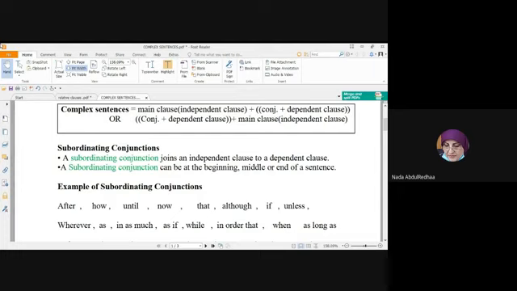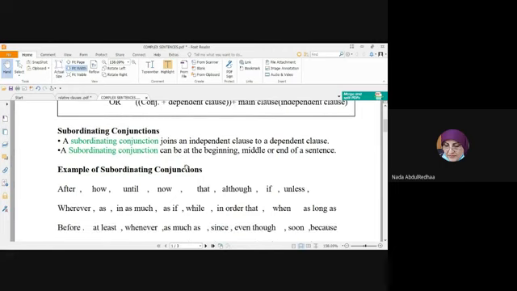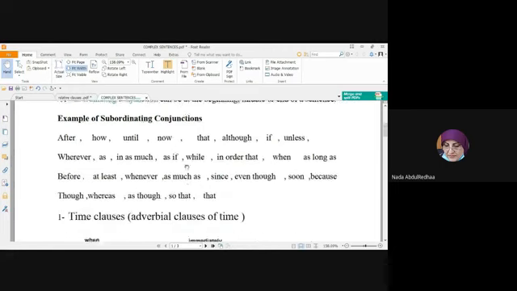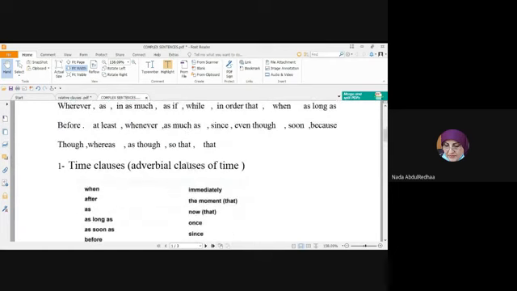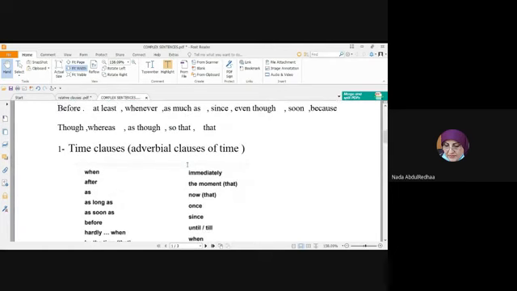After that, we have examples of subordinating conjunctions. If you don't know them, there is a list of these words. First of all, we are going to start with the time clauses. The rest of the lecture will be about time clauses as one type of clause that can be found in a complex sentence. What do I mean? What is meant by that?